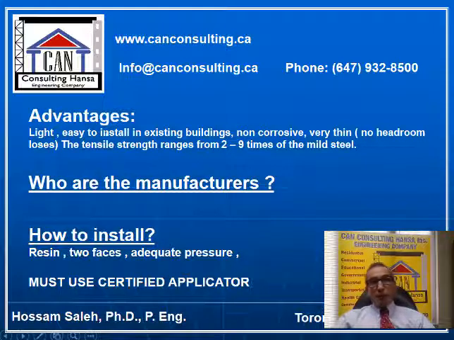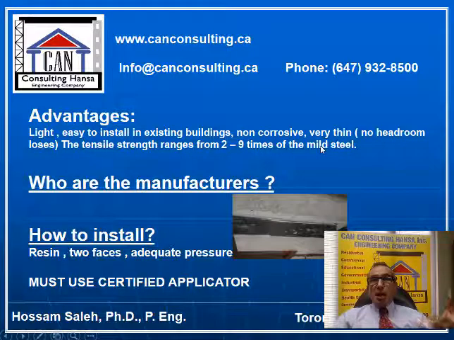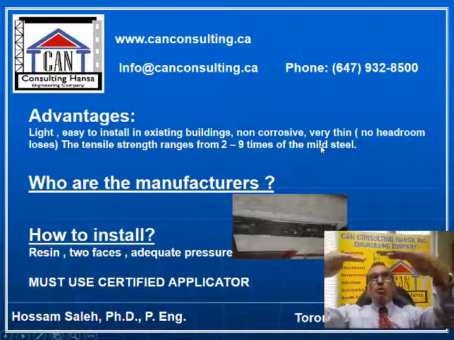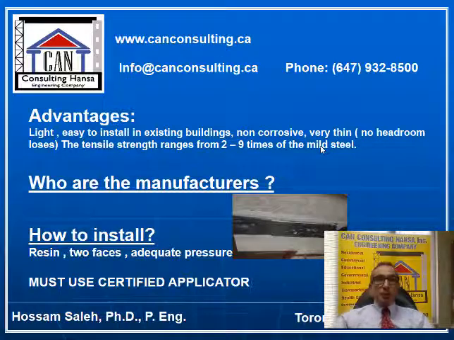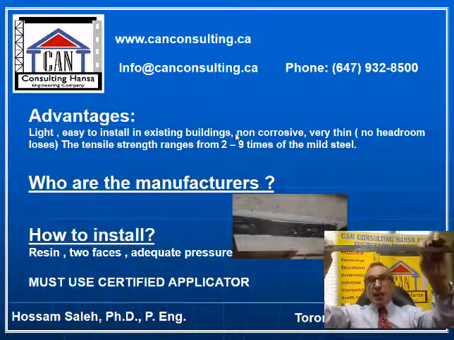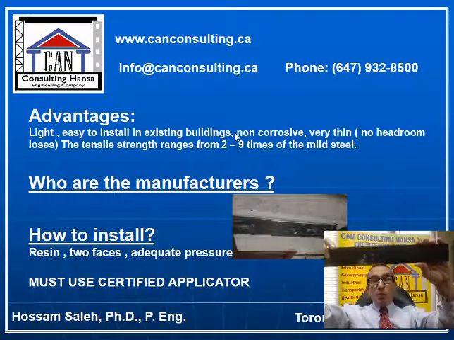What are the advantages of using the FRP? First of all, it is light, it is easy to install on existing buildings, it is non-corrosive, it's very thin, which means that you can have almost no headroom losses, which is very important for existing buildings. And also they have a tensile strength that ranges from 2 to 9 times that of mild steel, which means that you have a lot of strength in these FRP strips.